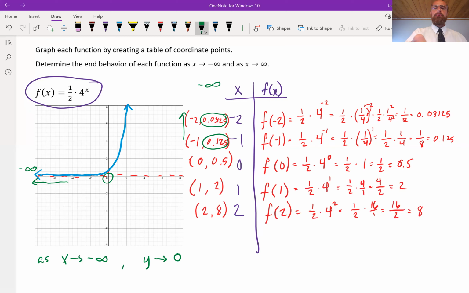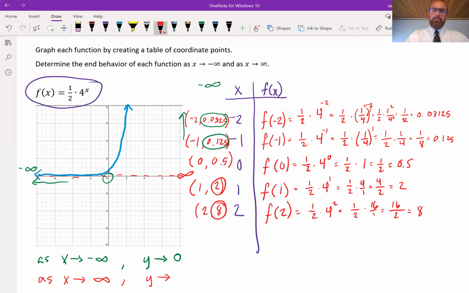The second consideration that we want to analyze is what happens to the y values as x gets close to positive infinity. So as x approaches positive infinity, y approaches what? So positive infinity is out here to the right. And if we look at our y values on our table, they really get bigger and bigger and bigger.